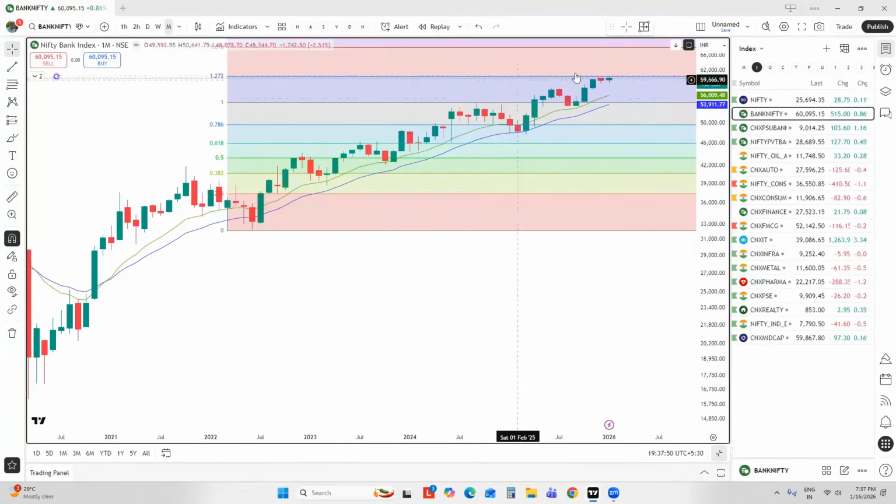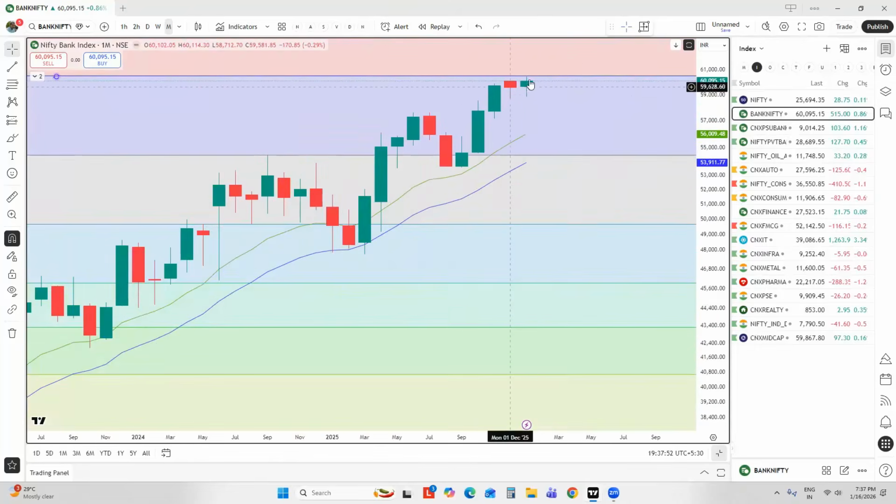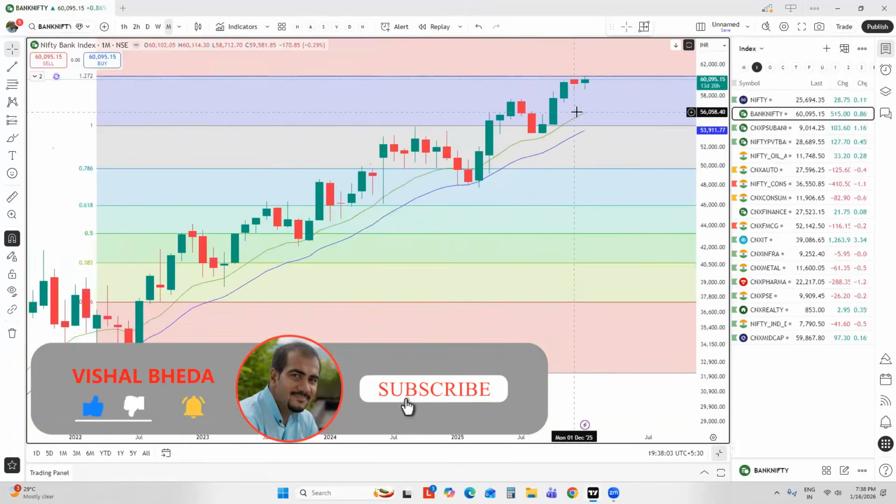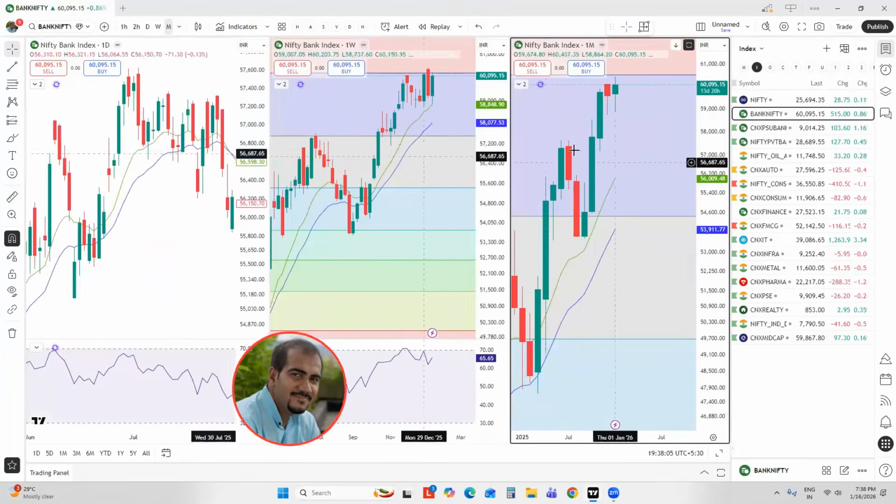This is the 127.20% Fibonacci extension. You can see in the last couple of months, now obviously this month is only half complete because it's the 16th. This is half complete. This is the previous month's candle which is almost complete. So we are at a decent medium term resistance.